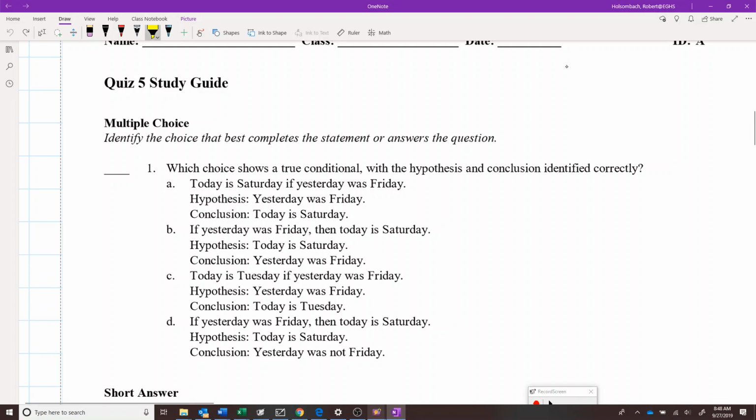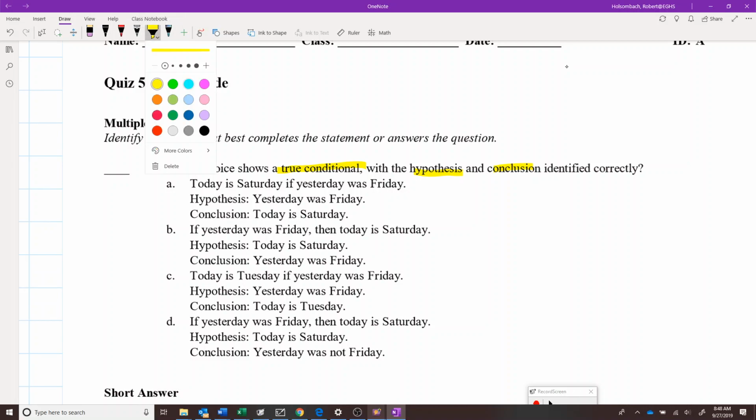All right, here we go. Number 1 on the study guide. Which choice shows a true conditional? Make sure, look, it's got to be a true conditional, first of all, with hypothesis and conclusion identified correctly. So you have to have a true conditional statement, first of all.